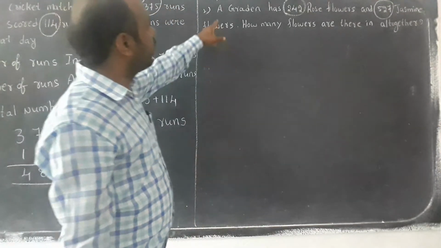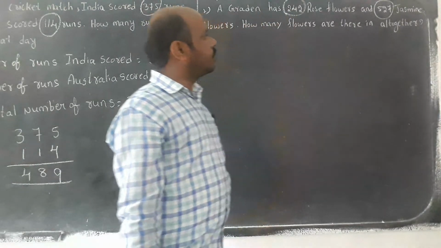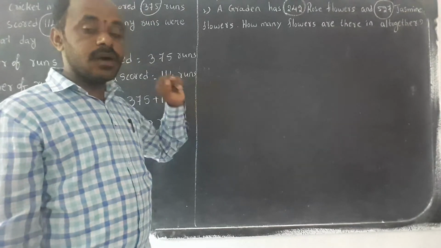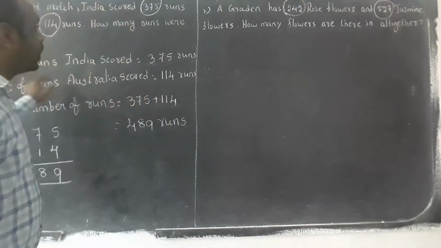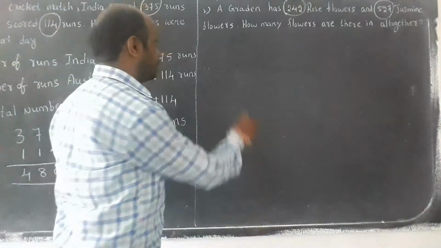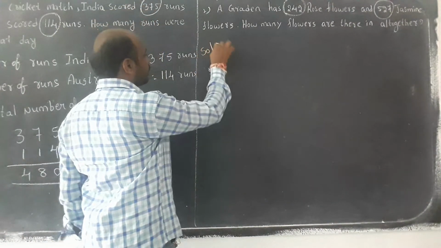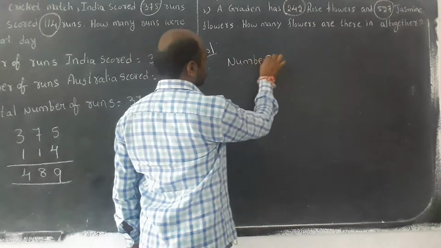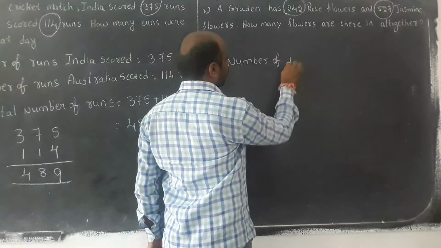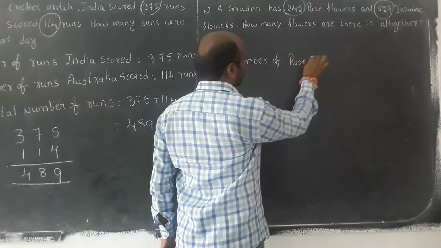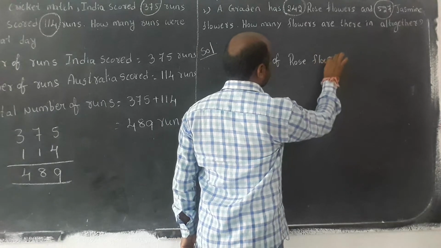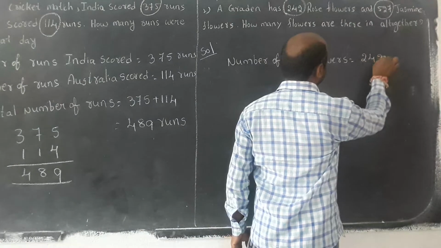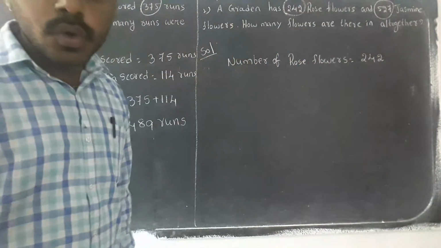First we write: a garden has 242 rose flowers. How many rose flowers are there? 242 rose flowers are there. Now we write the statement, number of rose flowers, and the solution. Number of rose flowers, how many are there? 242. The number of rose flowers is 242.